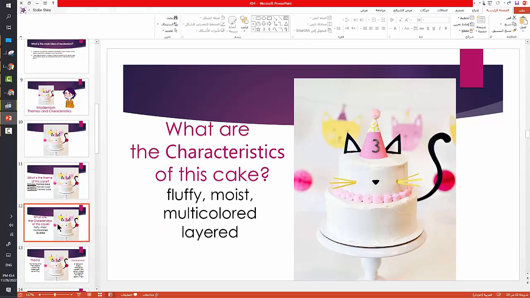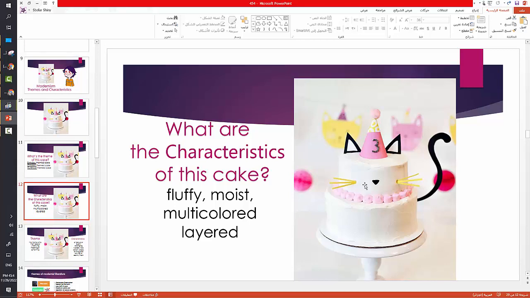What about the characteristics of this cake? What makes this cake stand out? Maybe because it's fluffy, moist, multicolored, or layered. I look for the features that make this cake stand out.